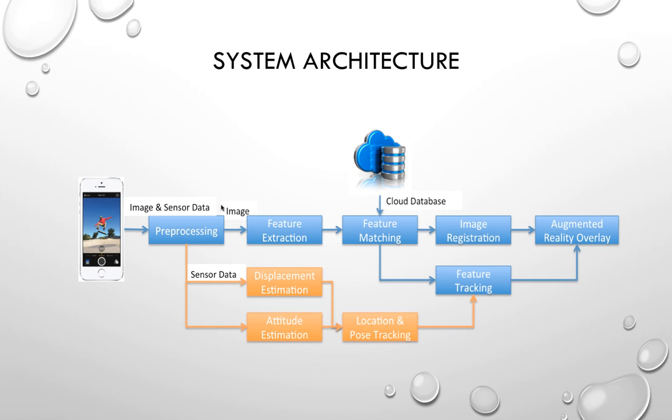This is our proposed system architecture. First, we get the image and the sensor data and perform preprocessing. Then the sensor data is used to calculate the displacement and the attitude of your smartphone. The basic model of the smartphone camera is a rigid motion model, so every motion can be divided into rotation and translation. So we can use the inertial sensors in the smartphone to get its location and attitude, and use this information to assist the image matching process.